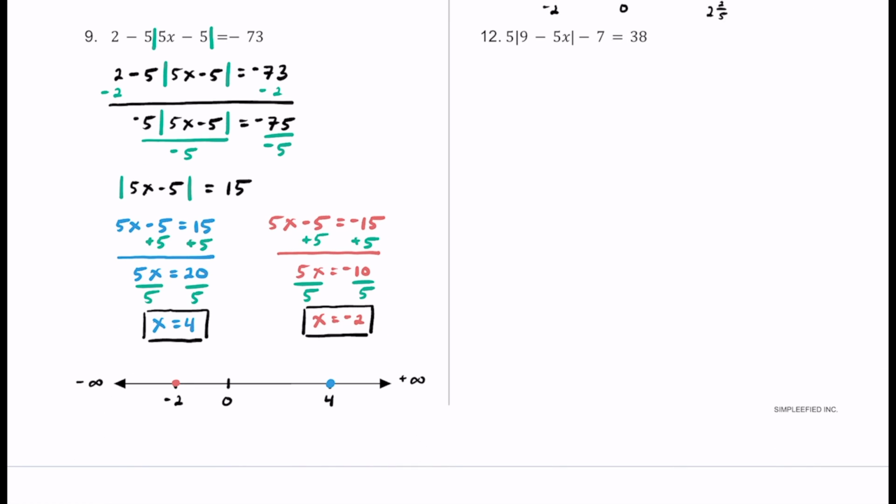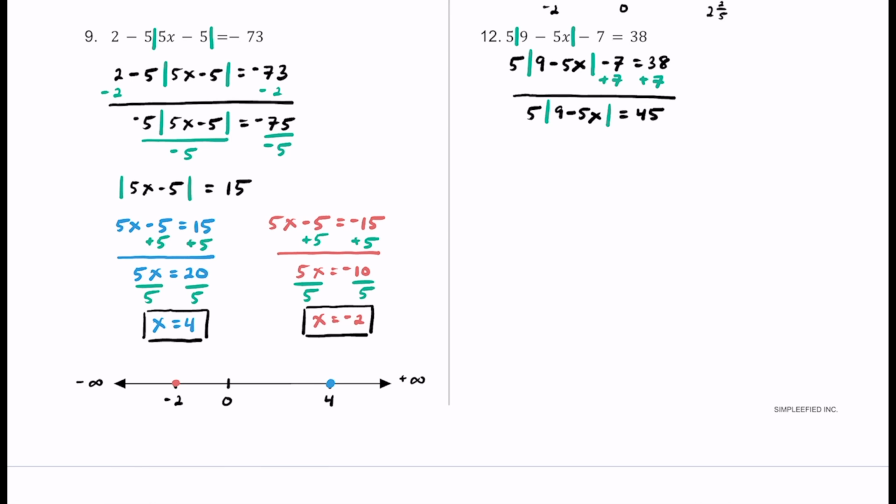For number 12, this equation's got a lot going on again, so notice where the absolute value bars are. Let's go ahead and take care of this negative 7 and 5 before we can split into two different equations. All right, so to get rid of this negative 7, let's start by adding 7 to both sides of the equation. If we add 7 to both sides here, then we're going to be left with 5 times the absolute value of 9 minus 5x. Let's go ahead and put those bars around this. The 7 and the negative 7 cancel out, and on the right side, 38 plus 7 is 45.